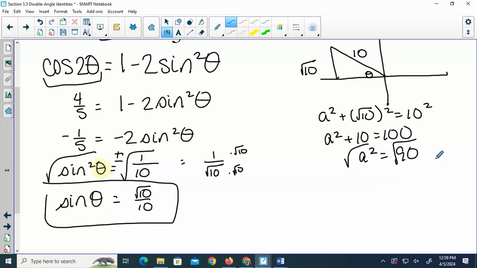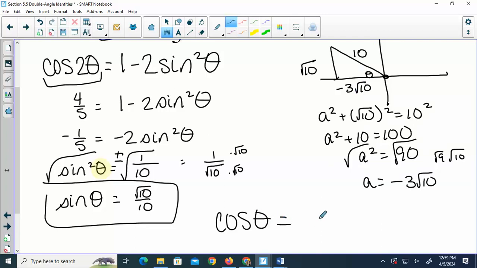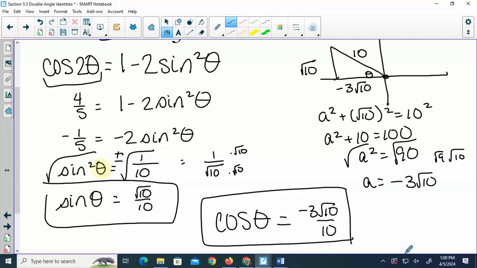Square root, we could break 90 up into 9 and 10. Would it be a positive or a negative? Negative. Think about if you're plotting points on the x-axis, you're going backwards. So cosine, adjacent over hypotenuse, would be negative 3 radical 10 over 10. Once you figure out one, the triangle is your fastest bet for getting all the others.